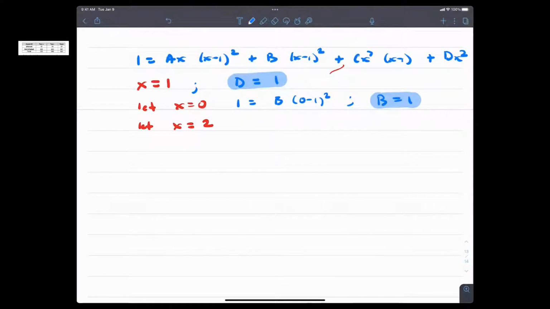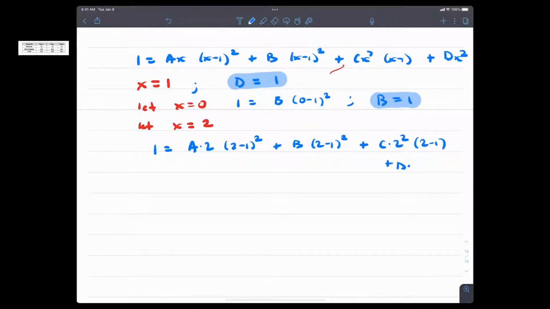x could be any number. It could be 3, it could be -2, it could be -1, it could be 1/2. So plug in x is 2, and you say, what do I get? I got A times 2 times 2 minus 1 squared, B times 2 minus 1 squared, right? C times 2 squared times 2 minus 1 plus D times 2 squared here. So 1 is going to be 2A, okay? Because 2 minus 1 squared is going to be 1. And that'll be plus B. And then you're going to get plus 4C, right? And you get 4D.